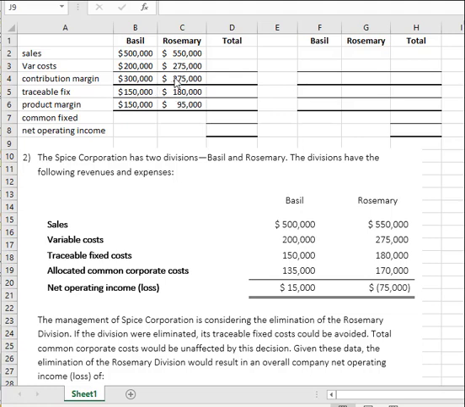I have a contribution margin subtotal, which is a good review. It wasn't necessary, but it's a good review to focus on sales minus variable costs gives you contribution margin. For add or drop a product line, we also want to consider avoidable fixed or traceable fixed. Those are fixed costs dedicated to that one product line.